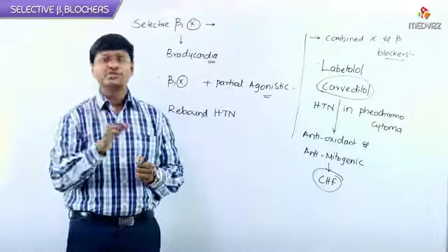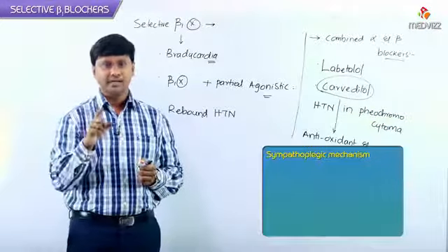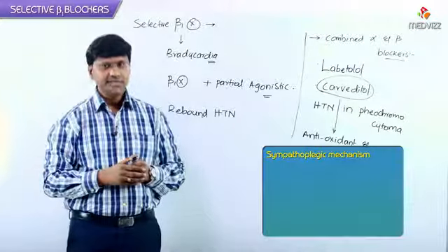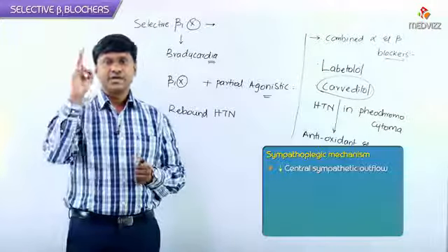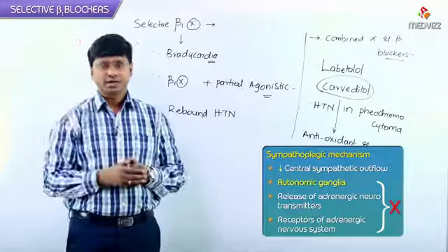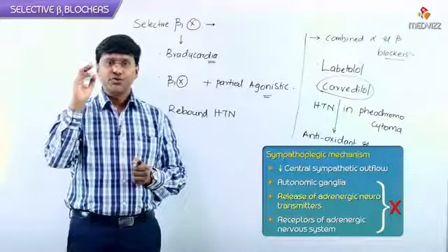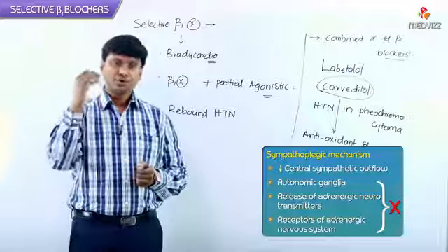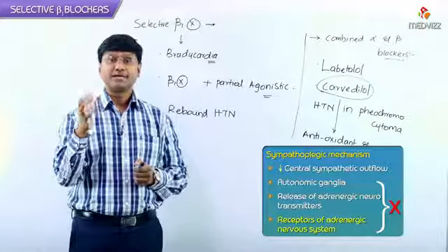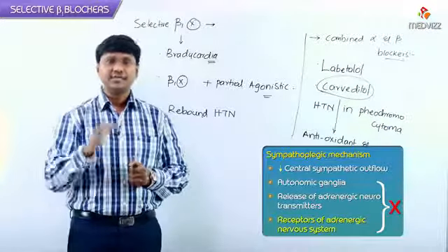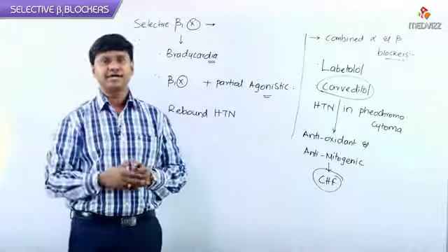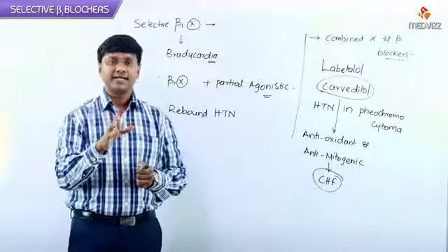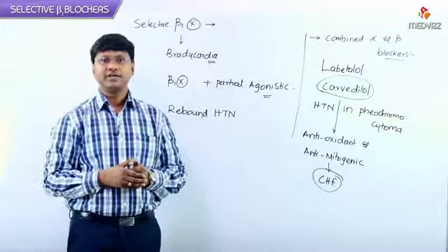Now in what all ways can you achieve sympathoplegia? Number one, you decrease the central sympathetic outflow. Number two, you block the autonomic ganglia. Number three, you block the release of adrenergic neurotransmitters. Number four, you block the receptors of the adrenergic nervous system. In these four ways, we can achieve sympathoplegia, and thereby the blood pressure of the individual can be reduced.